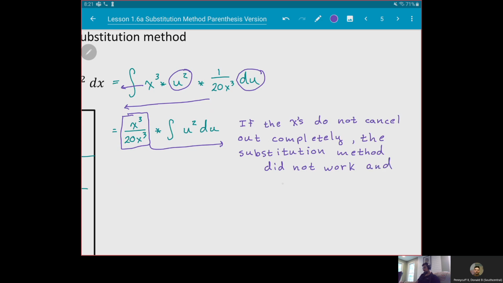And we need to try something else. Okay, so that's where something like integration by parts would come in. And honestly, the vast majority of Calculus 4 differential equations is more ways to deal with this.